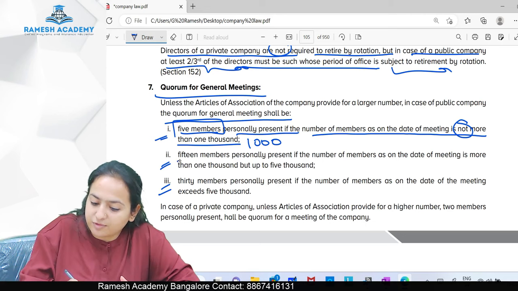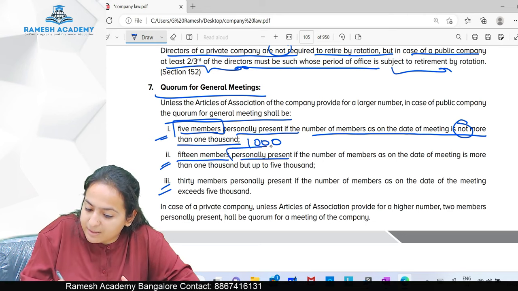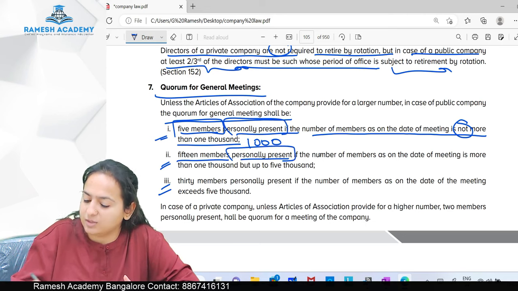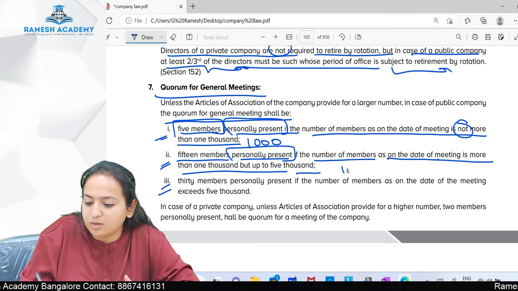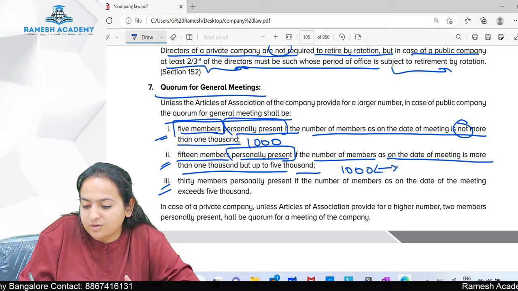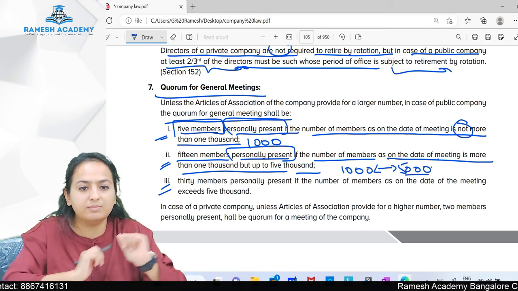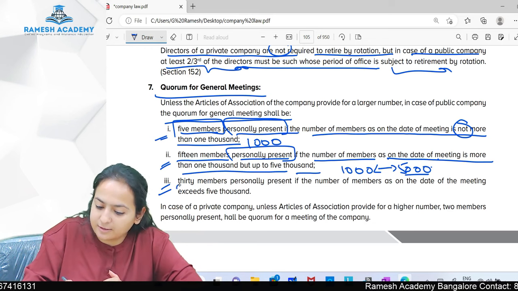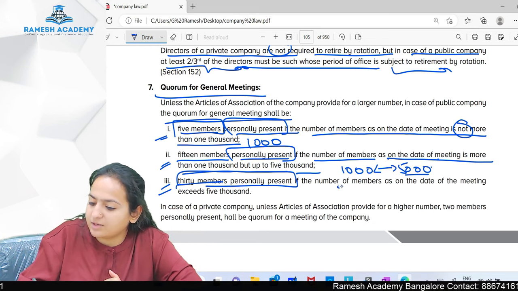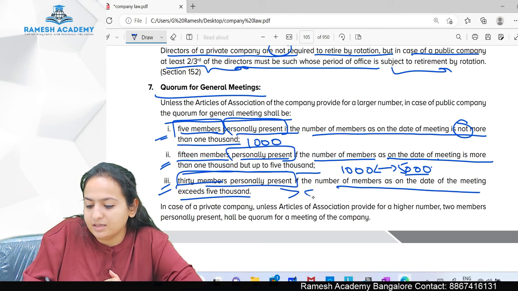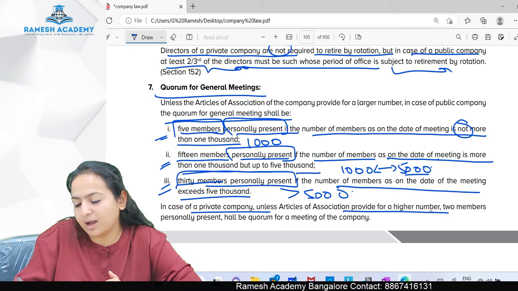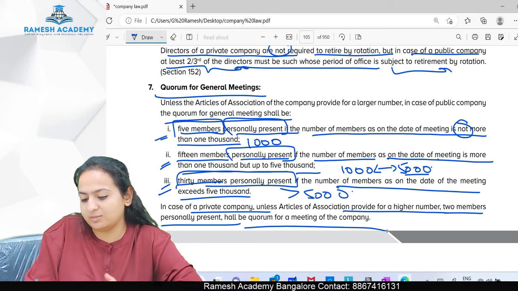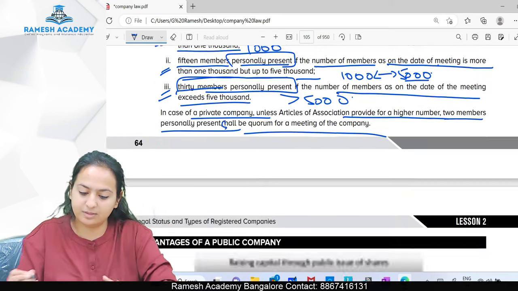Fifteen members should be personally present. Highlight this word: if the number of members as on date of the meeting is more than 1000, but up to 5000, then 15 members should be personally present. Then 30 members should be personally present if the number of members exceeds 5000. And in case of private company, the quorum is a lower number: 2 members personally present shall be the quorum.